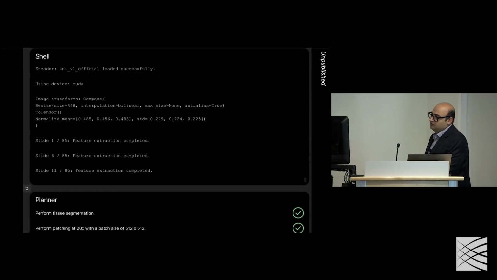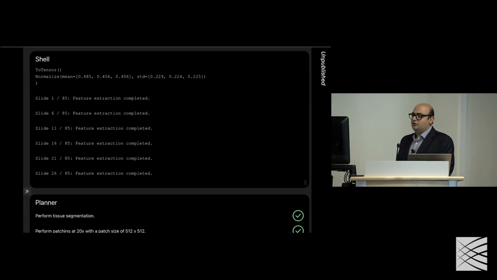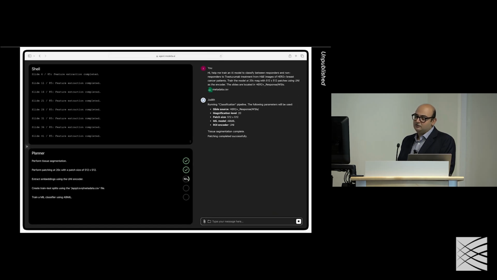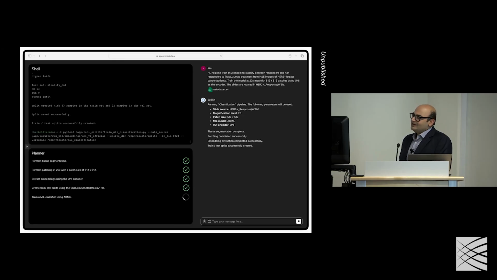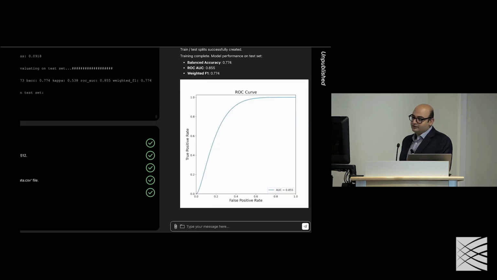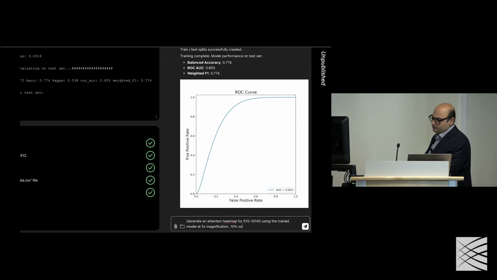In this case, it's very simple, but it's a starting point where you can segment the tissue, patch it, and extract features. Once those features are extracted, you can train a model on top of it. This video is sped up because the training process takes time. Once the model is trained, you can look at the AUC for how separable the responders from non-responders are. The AUC is about 0.855, maybe not clinically useful, but it does give an indication that there's a morphologic difference between the responders and non-responders.